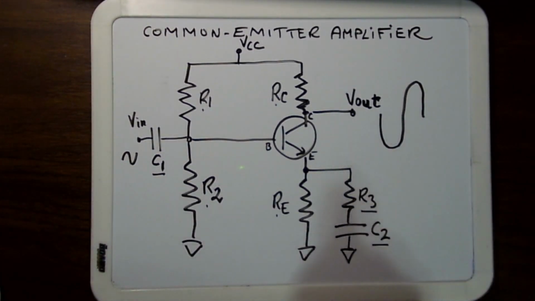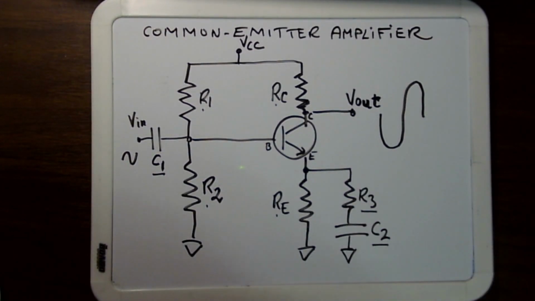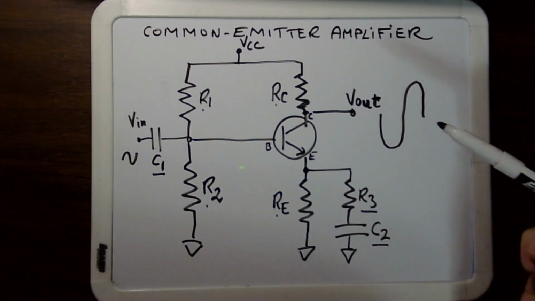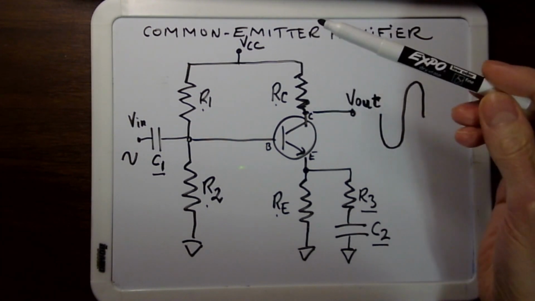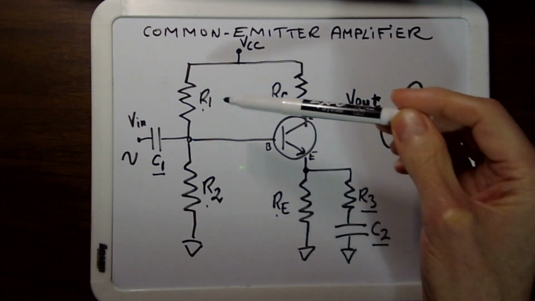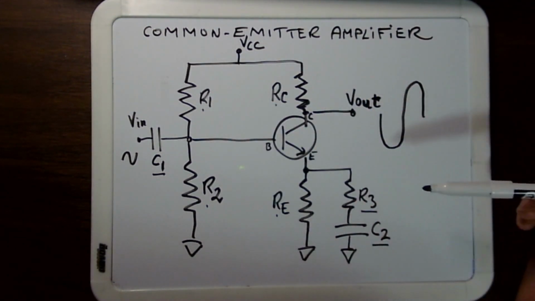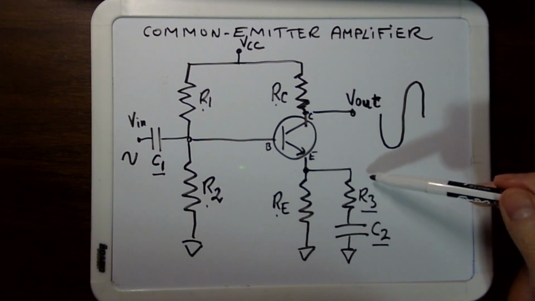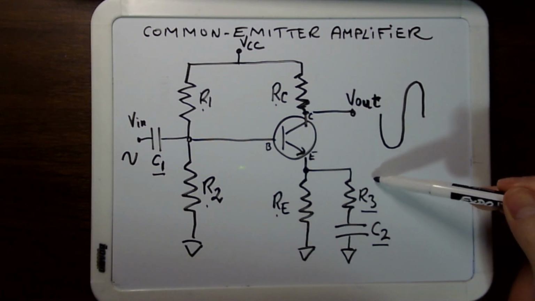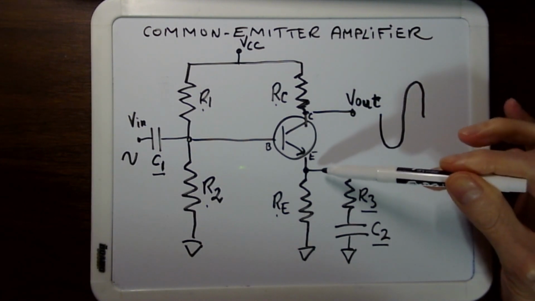Hello. So today we're gonna do the common-emitter amplifier. This is gonna be part 2. So we are mostly gonna be interested in the AC part of it. So in the previous video, we did the DC analysis and we were able to compute RC, RE, R1, R2. So our next task is to figure out the value for R3, the resistance in that bypassing branch.